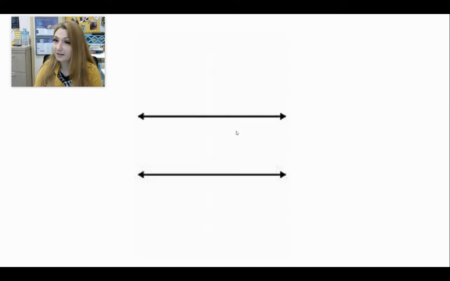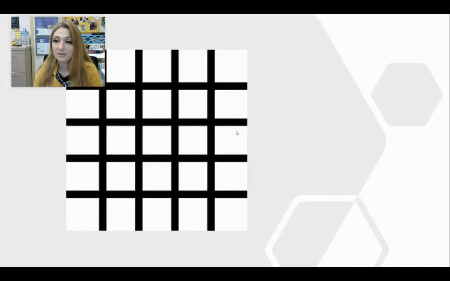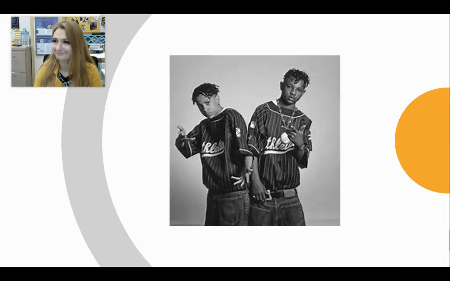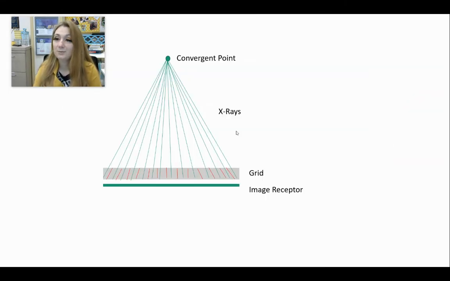There are different types of grids, and it's important to know what those types are. Grids are made up of strips of high attenuating material like lead. In a parallel grid, you guessed it, the strips are parallel to each other. We also have crossed grids that look like they're crisscrossed, just like this. And then we also have what's called a focused grid.